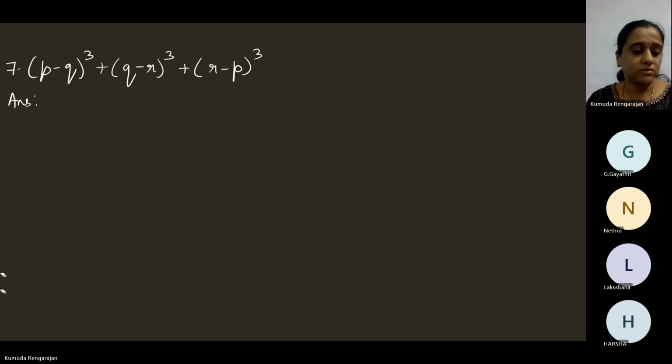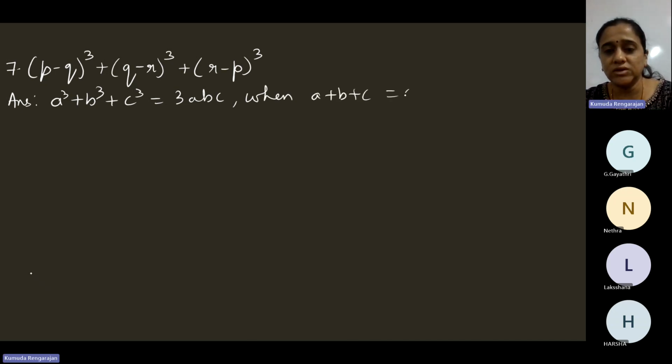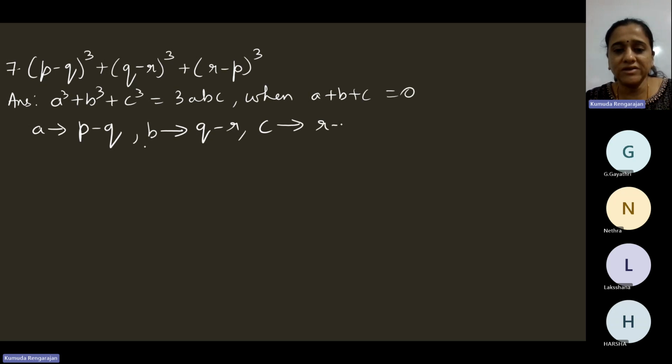So write the identity first. A cubed plus B cubed plus C cubed is equal to 3ABC when A plus B plus C is equal to 0. Now let's check that. What is A from this? P minus Q. When you compare, we have 3 perfect cubes in the question, which are of the form A cubed plus B cubed plus C cubed. So A is P minus Q, B is Q minus R, and C is R minus P.